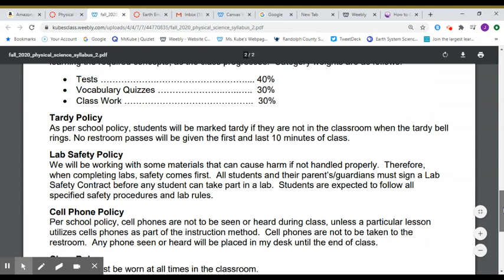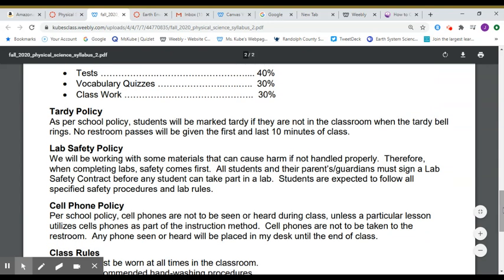Okay, so the tardy policy will still, of course, be followed. There are no bells, so you just need to be mindful of when you're getting to class. No restroom passes in the first and last 10 minutes of class. If you need to use the restroom during class, just let me know, and of course I'll let you go.